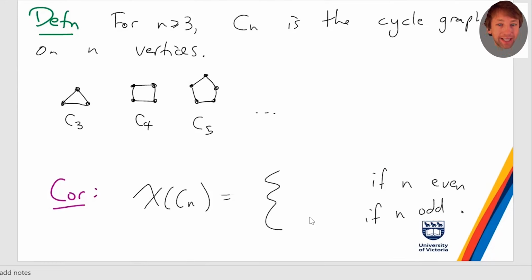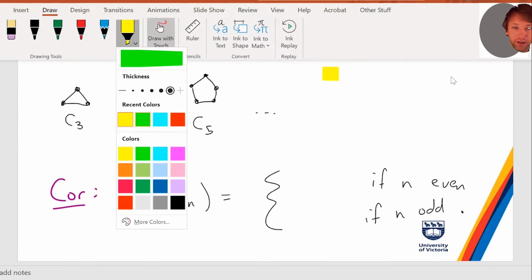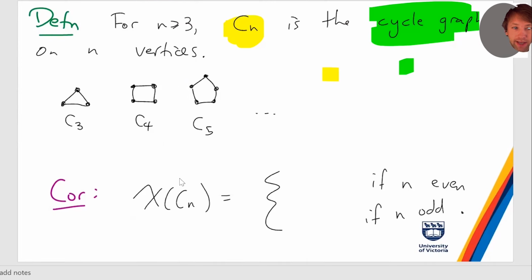Another definition: let Cn be the cycle graph on n vertices. So it's just the graph where the whole thing is a cycle, n vertices arranged in a cyclic way. There's no cycle of length 2 because that doesn't make sense in a graph, though it kind of makes sense in a multigraph. So C3 is the cycle of length 3, also known as the triangle. C4 is the cycle of length 4, then length 5, and so on.